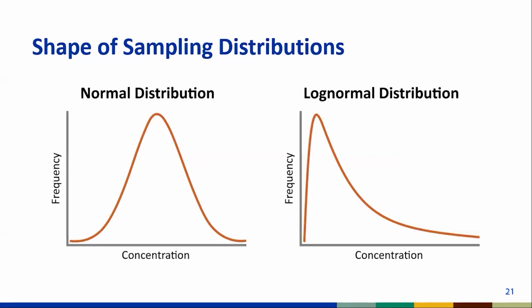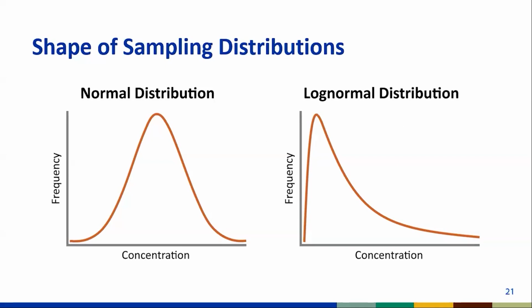As an example, on this slide, I'm presenting plots of the normal and log normal distributions. These plots show the distribution of sampling results. They depict all possible values in a dataset and their respective frequencies. Contaminant concentrations are on the horizontal x-axis, ranging from lower concentrations on the left to higher concentrations on the right. The frequency of results at these concentrations is shown on the vertical y-axis, with lower frequencies at the bottom and higher frequencies at the top.